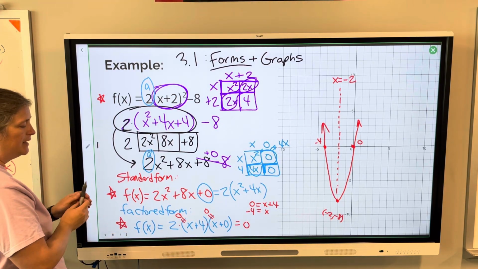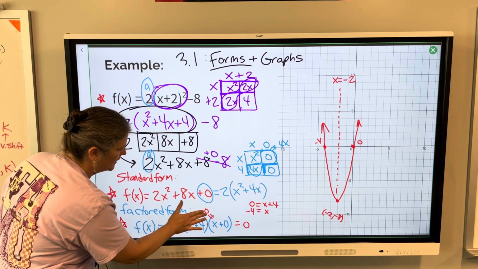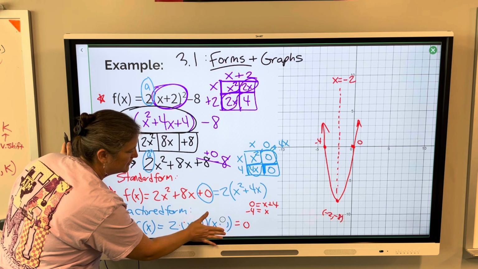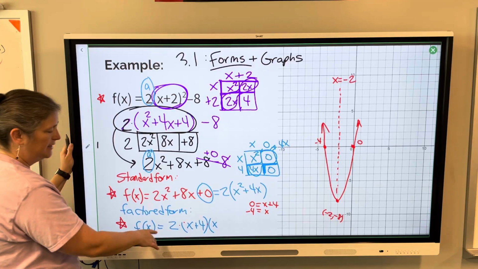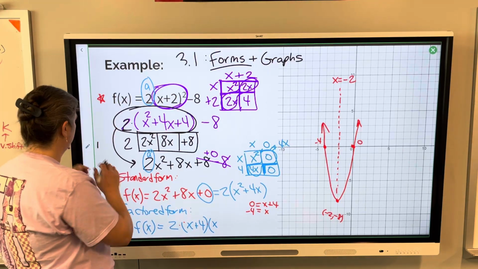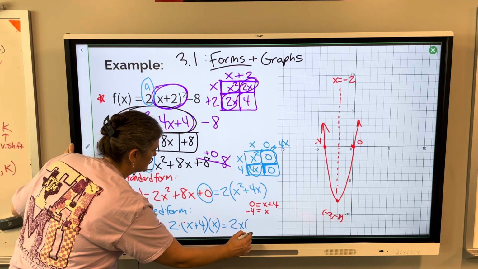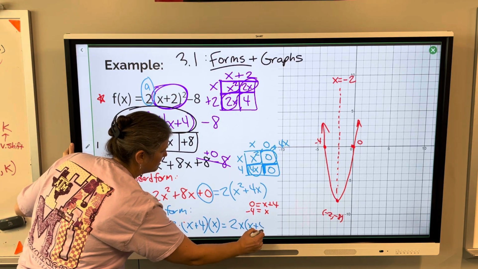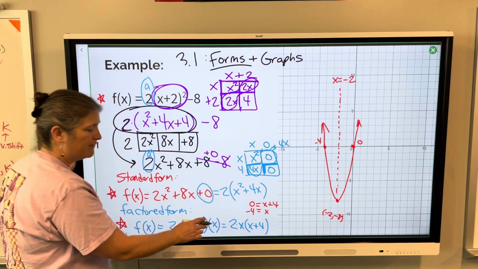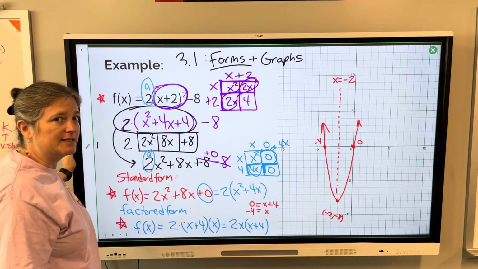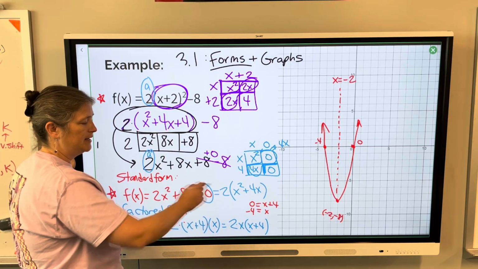Now, I might be able to simplify the factored form a little bit. The factored form doesn't have to have an x plus 0 in it. It can just have an x. And usually when it just has an x, we put it in front. So I'm going to rewrite this as 2x times x plus 4. This is factored form. 2 is my a. X is one of my factors, and x plus 4 is another factor. That is a string of 3 factors, 2, x, and x plus 4.